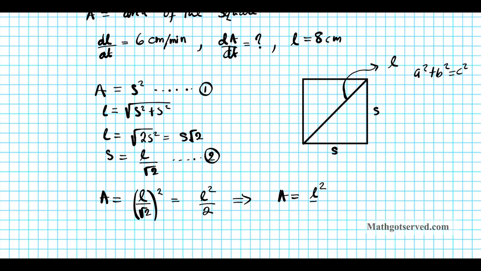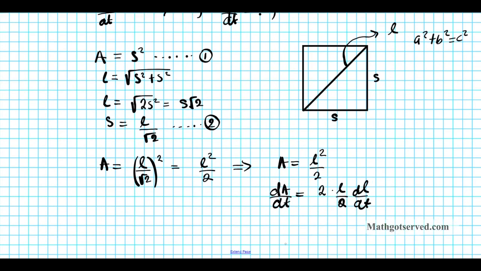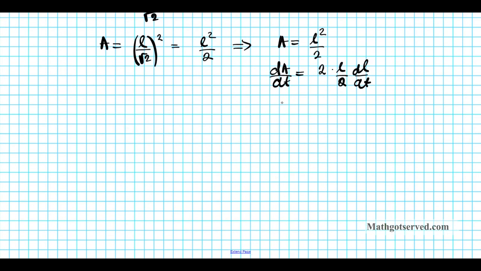We are going to differentiate implicitly. So we differentiate the left side, we'll have dA/dt, and on the right side equals 2, using the power rule, L over 2 dL/dt. Let's simplify this a little bit more. Just to make it look pretty, dA/dt equals, the 2's cancel out, L dL/dt.